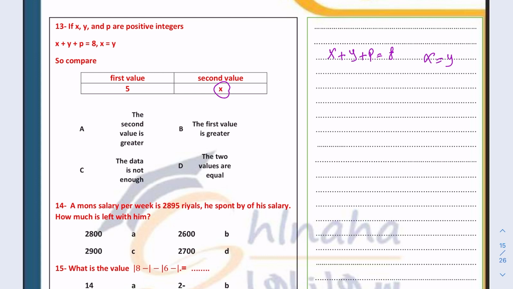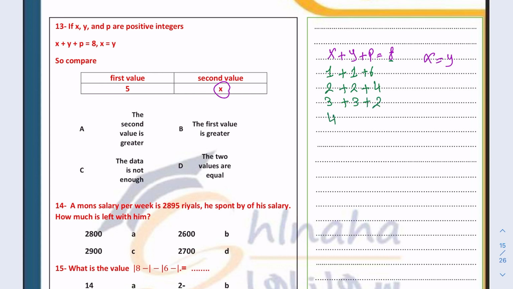Maybe x is 1. So y is 1. 1 plus 1 equals 2. Out of 8, it will be 6. It should be 1 plus 1, 2 plus 6, 8. Maybe x is 2. So 2, and here also will be 2 because x equals y. 2 plus 2, 4. So I need 4 here. Maybe x is 3. So y will be 3, which is 6. So here I will have 2.